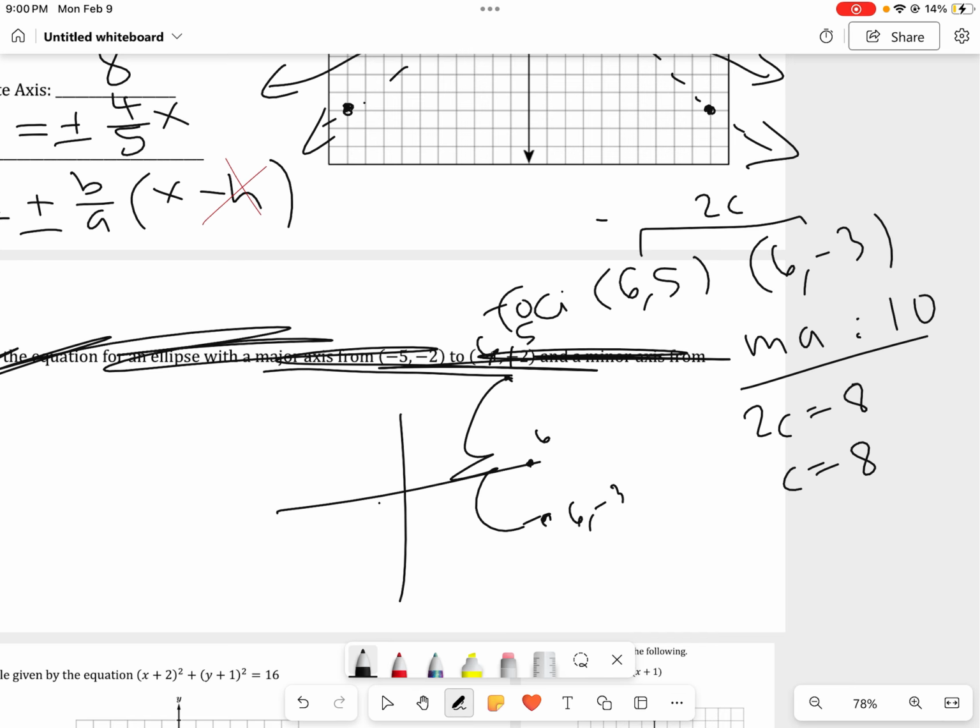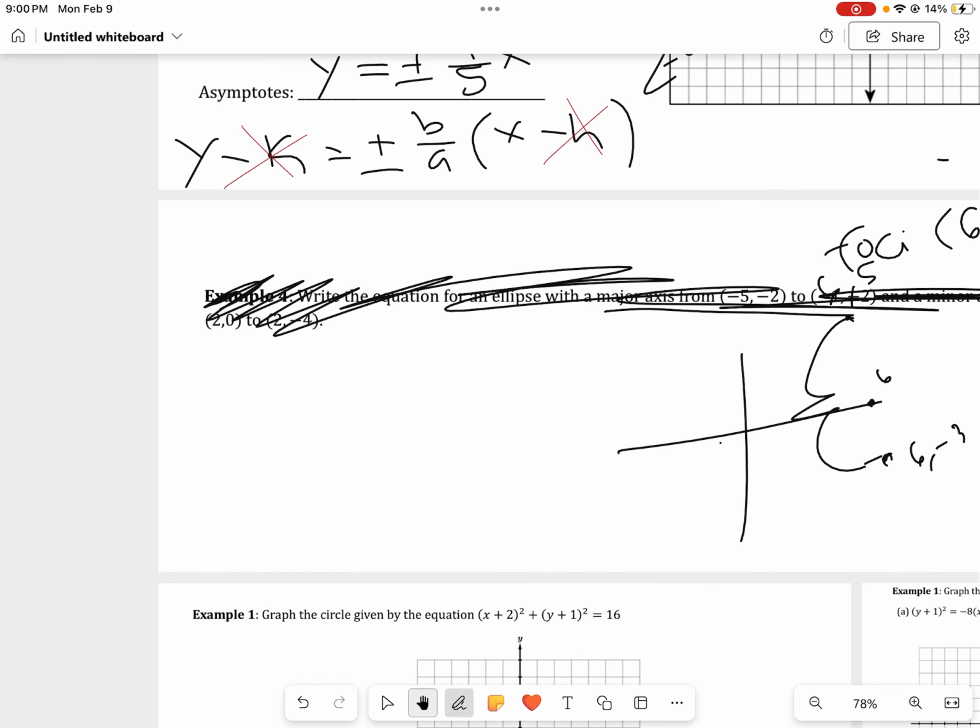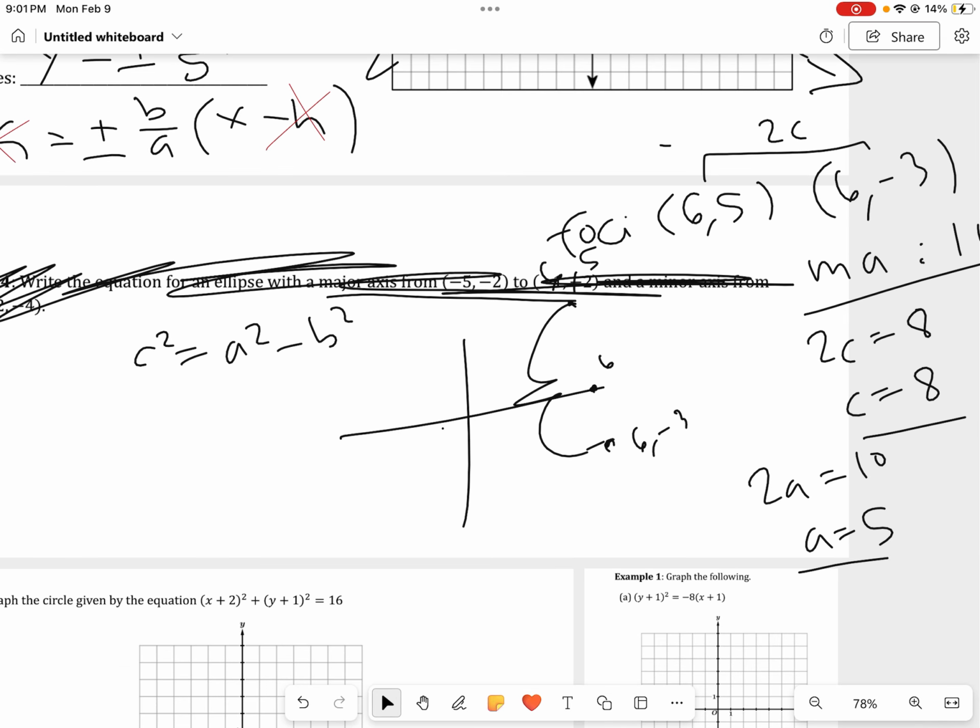We know that's just 2a. 2a equals 10, a equals 5. So we have a and we have c. Since it is an ellipse, c squared equals a squared minus b squared. We have c squared, which is 64. Nope, sorry, I did that wrong.